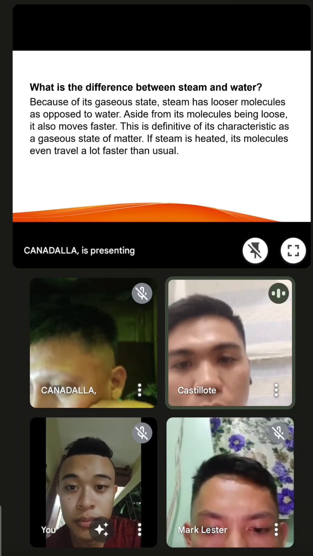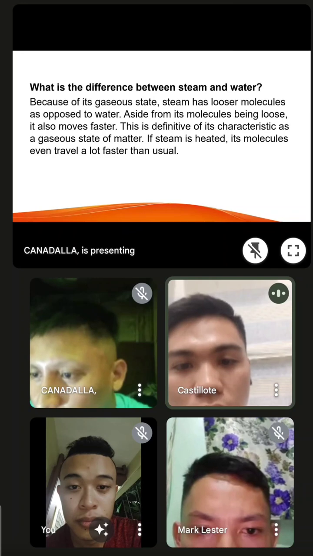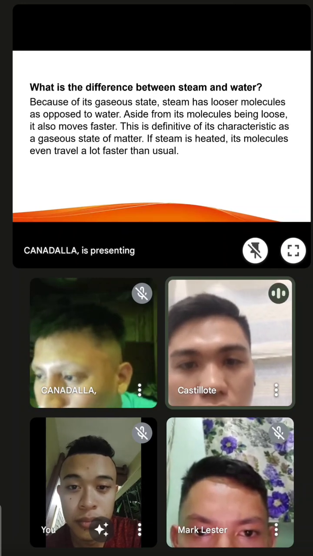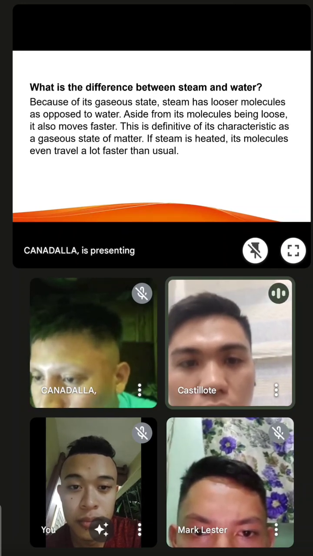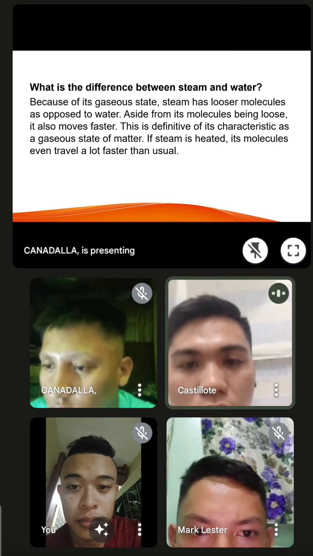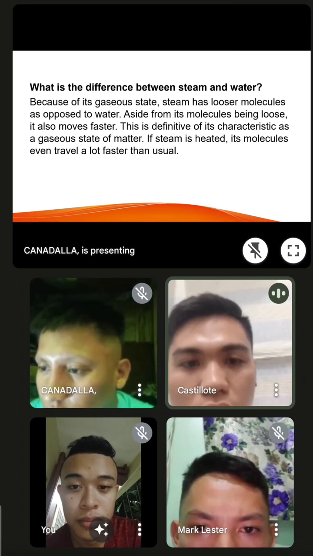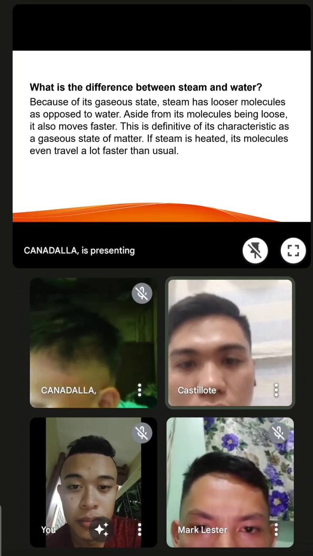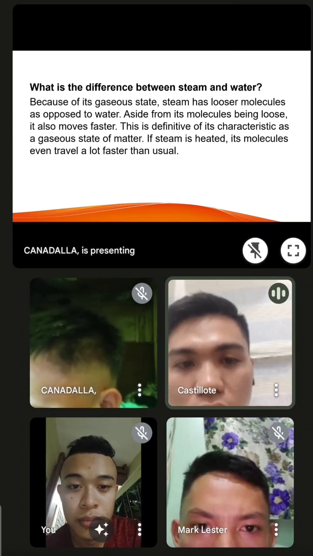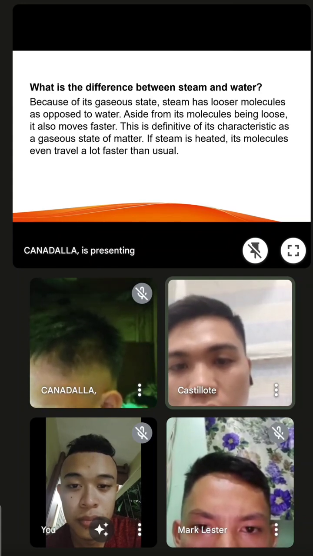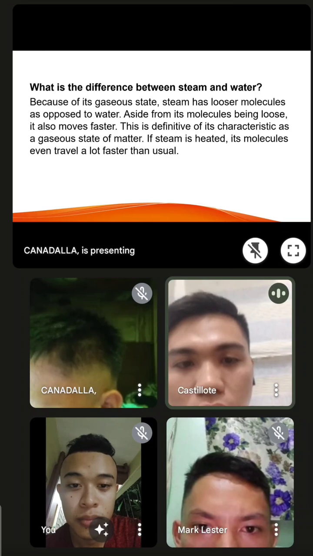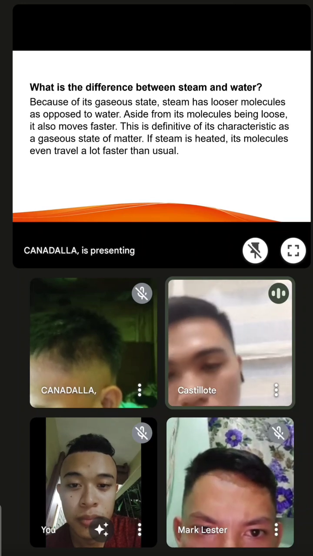What is the difference between steam and water? Because of its gaseous state, steam has looser molecules as opposed to water. Aside from its molecules being loose, it also moves faster. This is definitive of its characteristic as a gaseous state of matter. If steam is heated, its molecules travel even faster than usual.